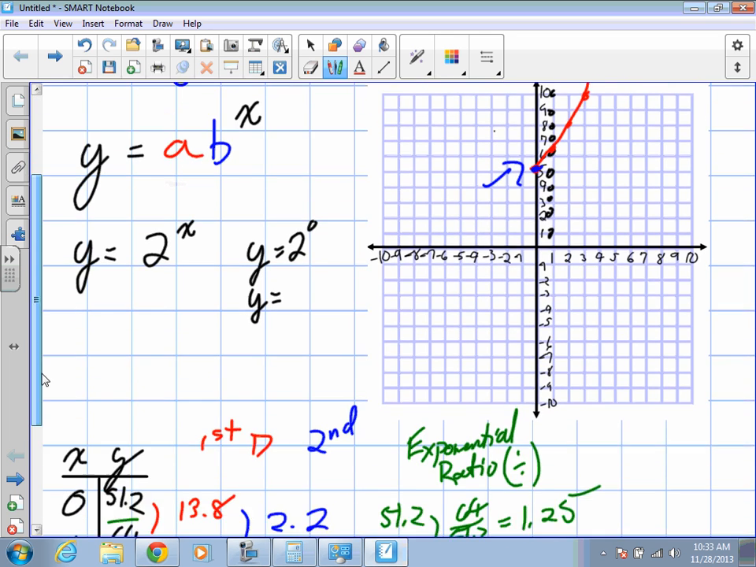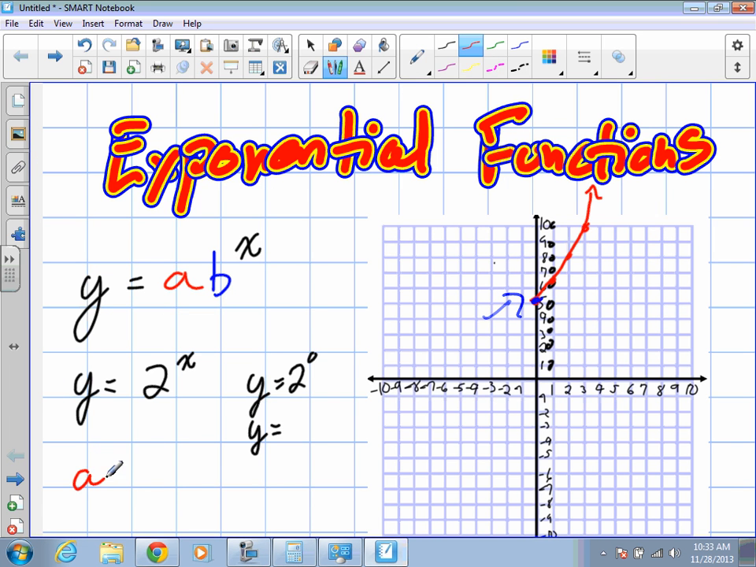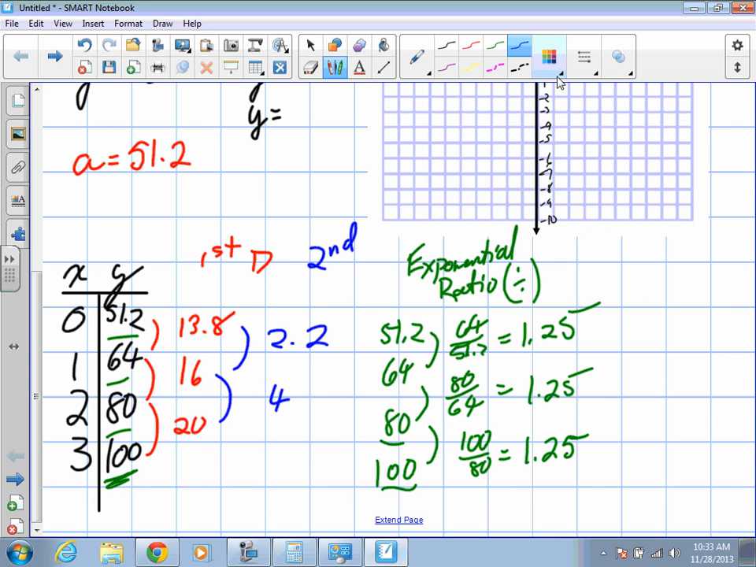51.2. So from the equation we just had, we know that a is equal to 51.2. Just by looking at the graph and figuring out when x is 0, that gives us the y-intercept, the a value. Our growth rate is our b value, so how much we're increasing by, or technically decreasing by. And in this case, we found that out with our ratio. What was our ratio? 1.25. 1.25 is technically our b value.